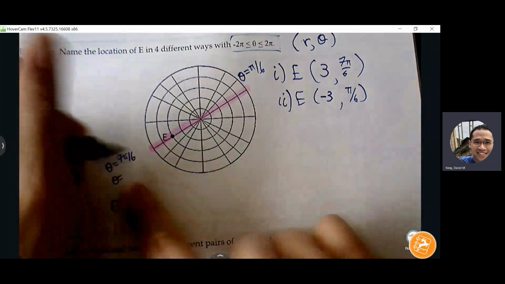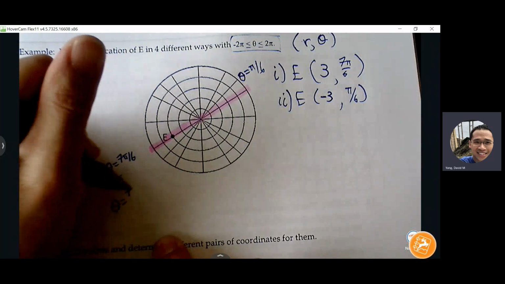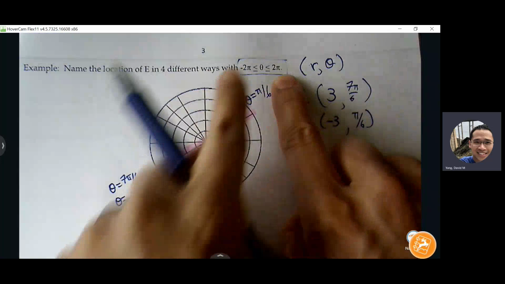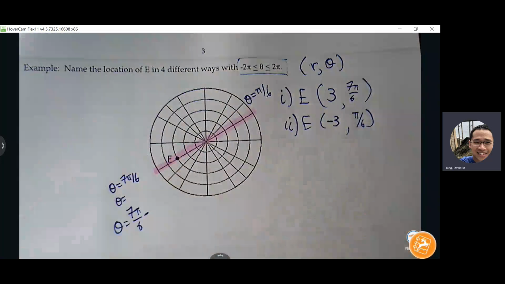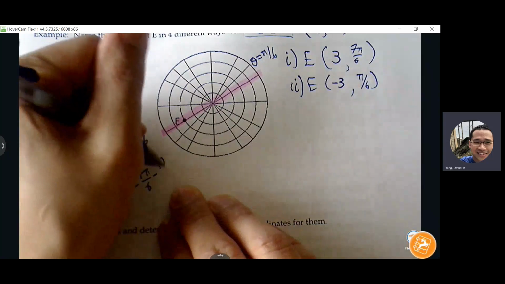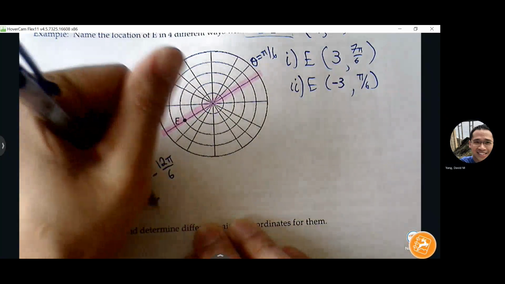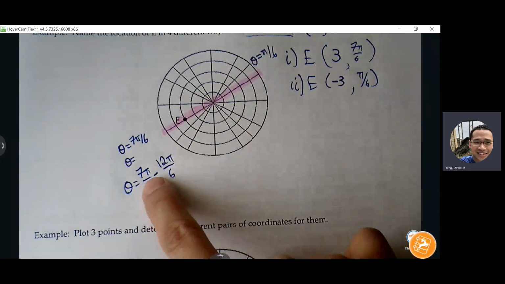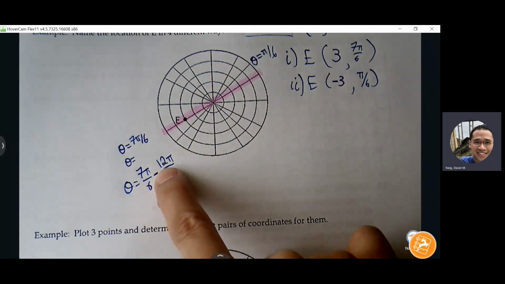So if I want to create a different version of 7 pi over 6, I can add or subtract 2 pi. Let's just say I want to subtract 2 pi here. I have to subtract 2 pi because I have to land in that region between -2 pi and 2 pi. So if I subtract 2 pi, same thing as 12 pi over 6. What's another version of 7 pi over 6? What's 7 minus 12?